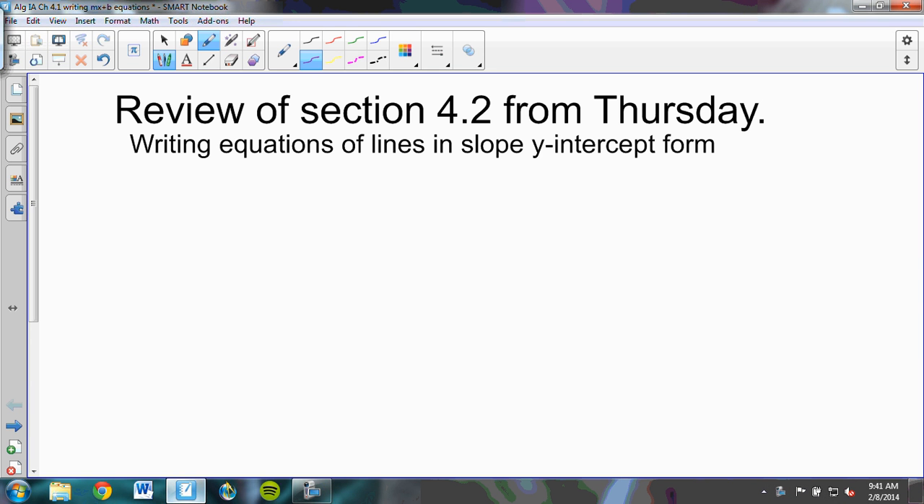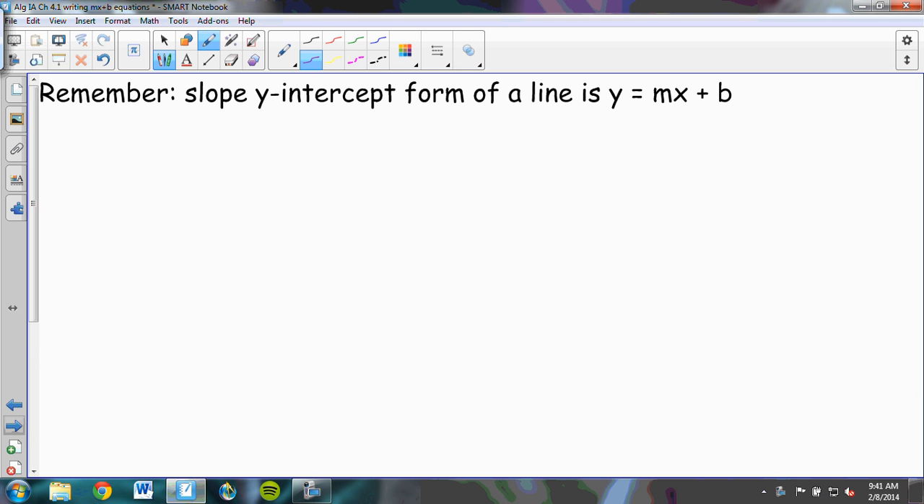So, we're going to be writing equations of lines in slope y-intercept form. We've been learning slope y-intercept form for a little bit now. It's y equals mx plus b, like this. The m is your slope, and the b, plus or minus, is your y-intercept. It's always the y-intercept, not the x-intercept.